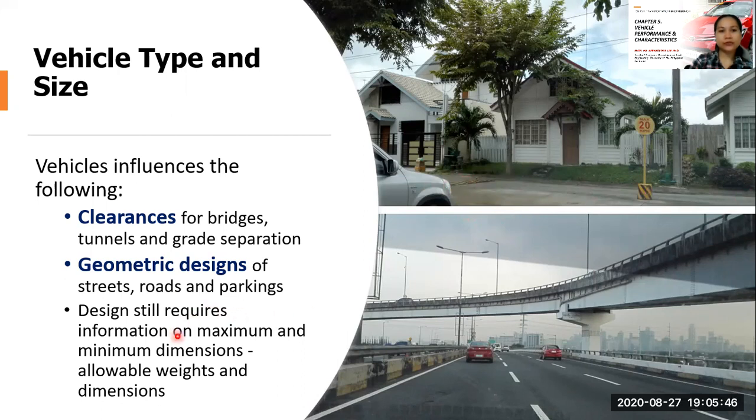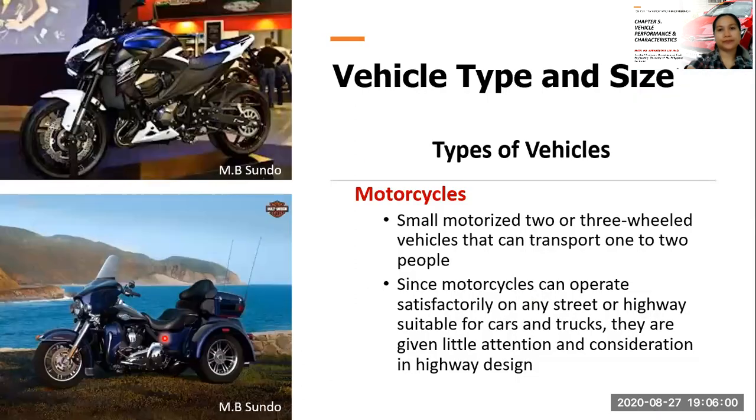And design also requires information on the maximum and minimum dimensions, allowable weights, and minimum width of lane, and so on. So now let's look at the vehicle types and sizes that we have in the Philippines.